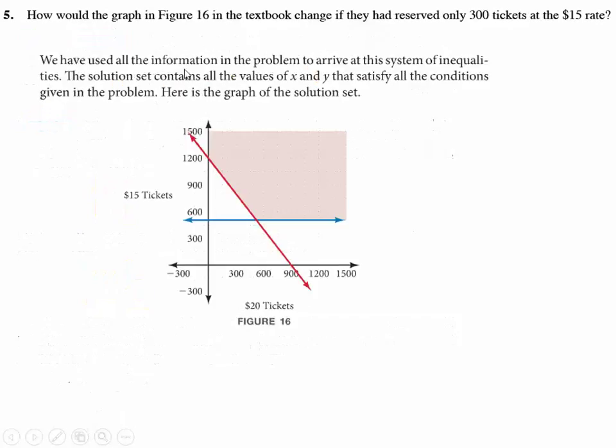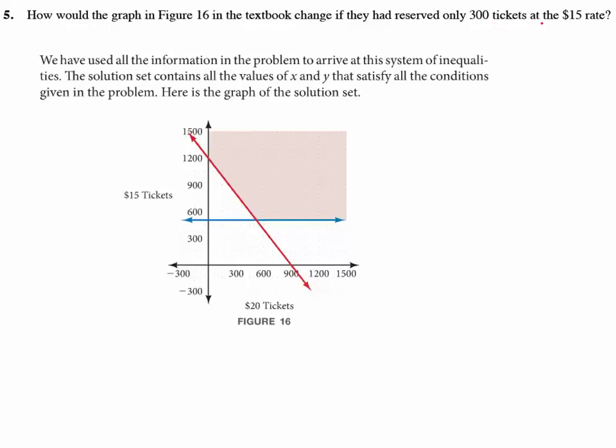Okay, let's jump to this. Practice problem number 5. How would the graph in Figure 16 change if we reserved, this is from the matched problems now, how would it change if only 300 tickets are reserved at the $15 rate? So let's take a look at this one together. And again, we're just setting up those inequality markers here. If we got those, we're doing great.